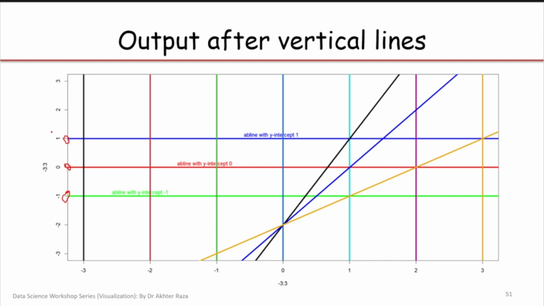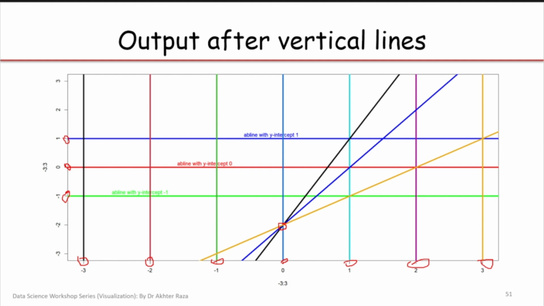Then 7 vertical lines at x-intercepts -3, -2, -1, 0, +1, +2, +3. And then 3 diagonal lines having the y-intercept. This is a y-intercept of -2. So you can see that this is -2, the y coordinate is -2. And the slopes of all of these 3 lines are different, with different colors. So this is an indication that you can use any line with any color with other options, right?